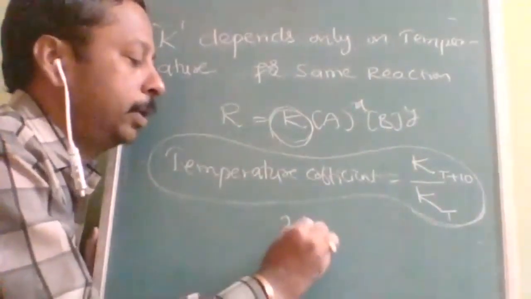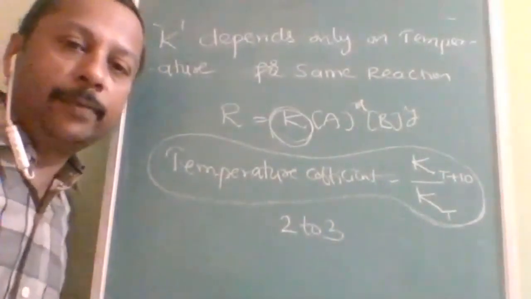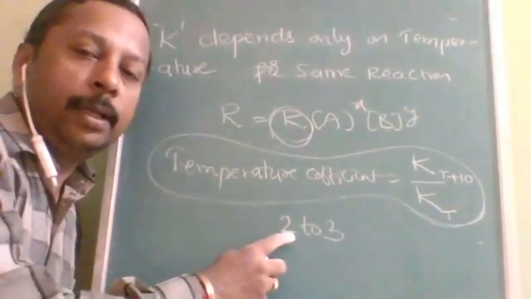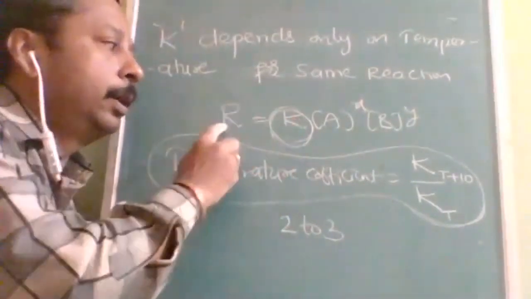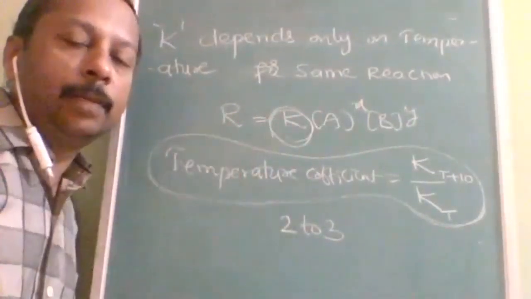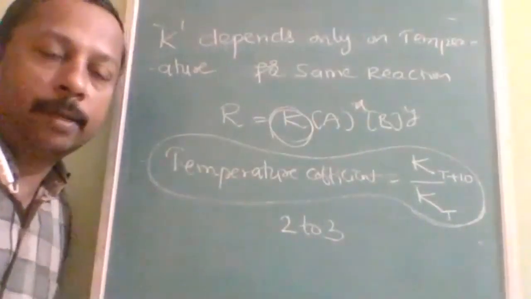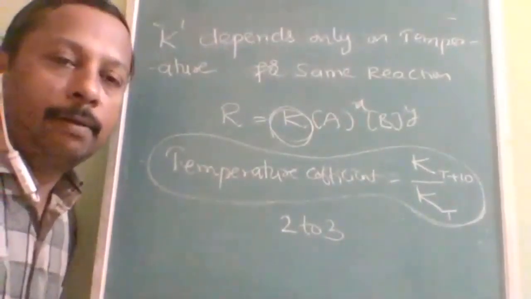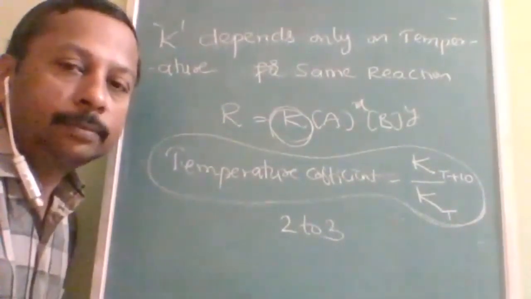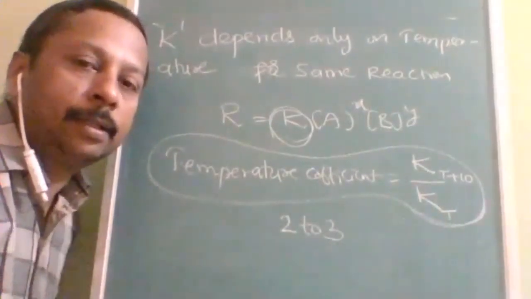And a very important objective point, it lies between 2 to 3. What does 2 to 3 mean? If it is 2 times, then the rate of reaction also will become 2 times. If it is 3 times, then it will become 3 times. So according to this definition, normally the rate of reaction becomes 2 to 3 times on increasing the temperature by every 10 degrees Celsius.